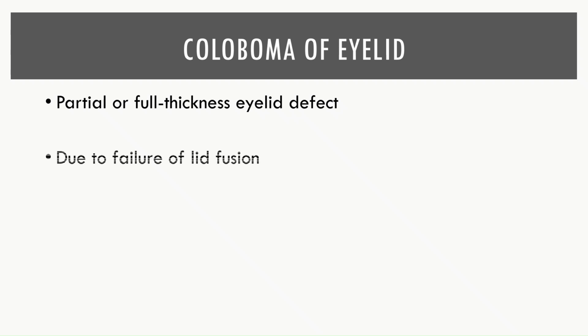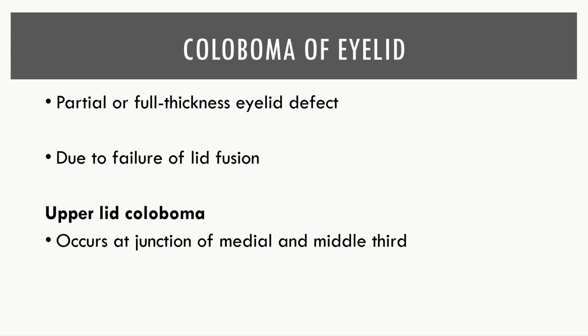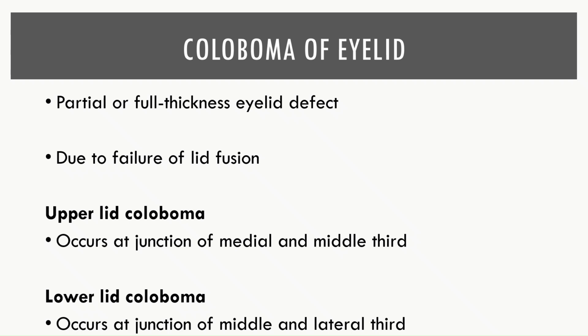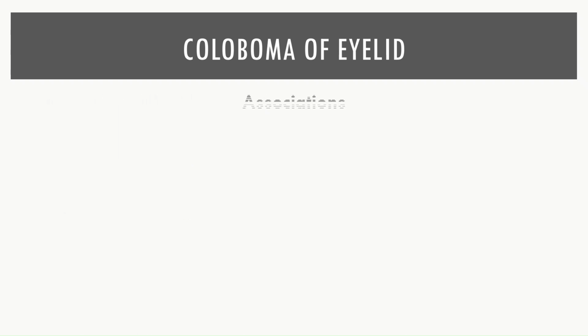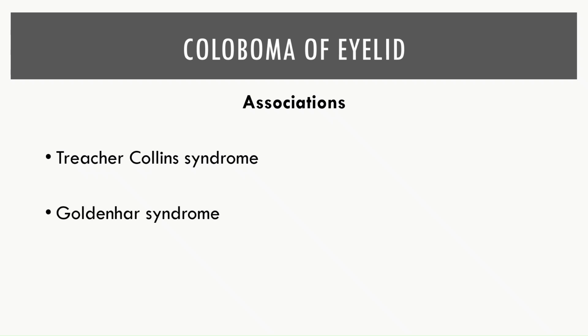Coloboma of eyelid. It is a partial or full thickness eyelid defect due to failure of lid fusion. Upper lid coloboma occurs at the junction of medial and middle third, whereas lower lid coloboma occurs at the junction of middle and lateral third. The upper lid coloboma is more visually threatening due to corneal exposure. The associations are Treacher-Collins syndrome and Goldenhar syndrome.